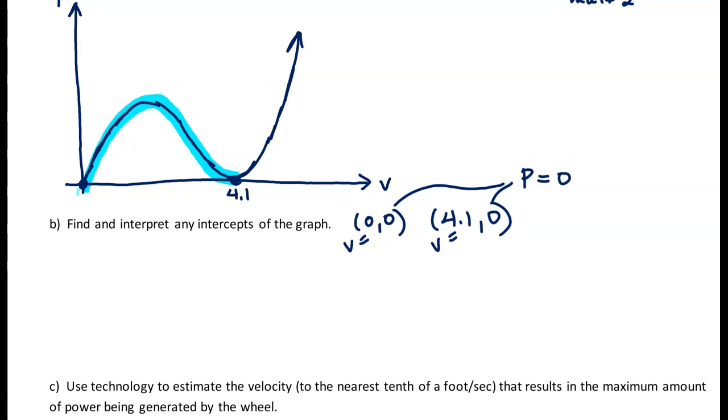The last part of this one is to use technology to estimate the velocity that results in the maximum amount of power being generated by the wheel. So we're looking for this point right here, and inevitably when I draw these, it looks like it's sort of in the middle, but actually it generally isn't. It's skewed off a little ways. So let's jump in Desmos and just plug this in and see what it looks like.